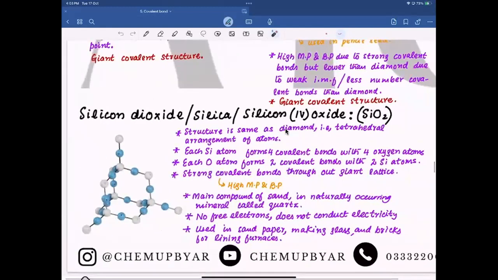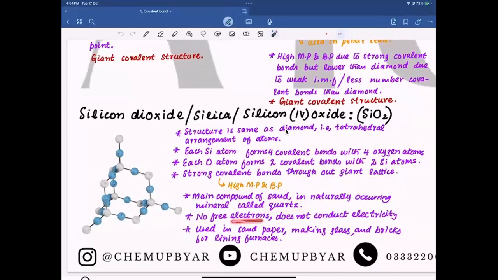So that is the similarity between diamond and silicon 4 oxide, that they have the same structure, which is a tetrahedral arrangement of atoms. And each silicon atom forms 4 covalent bonds with 4 oxygen atoms, as you can see in the diagram. And each oxygen atom forms 2 covalent bonds with 2 silicon atoms. And there are strong covalent bonds throughout the giant lattice. That's why its melting and boiling point is high. And it's the main compound of sand and found in a naturally occurring mineral which we call quartz.